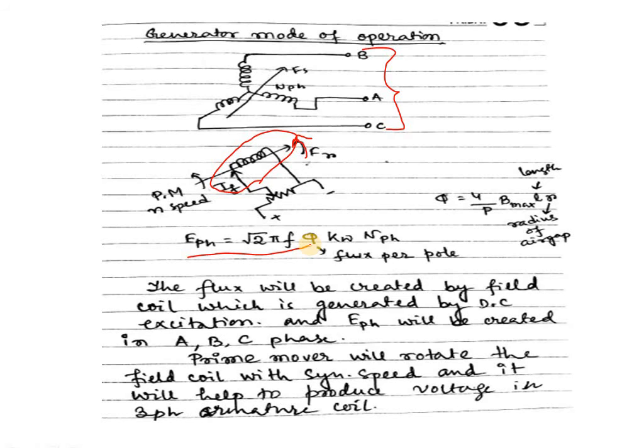So what will happen? A prime mover is connected with the field, and this prime mover will rotate the field coil at synchronous speed, and definitely the 3-phase synchronous speed is already rotating there. So whenever our rotor is rotated at synchronous speed, the speeds will match with each other and the EMF will be produced in the armature coil, and that will be a 3-phase EMF.